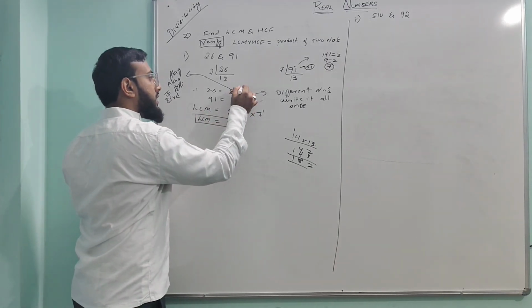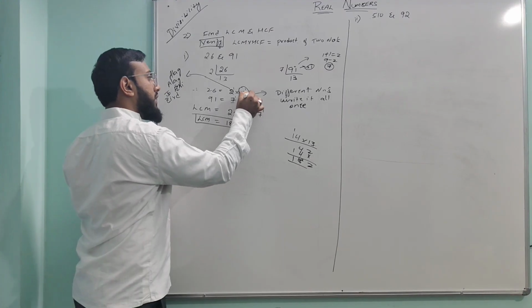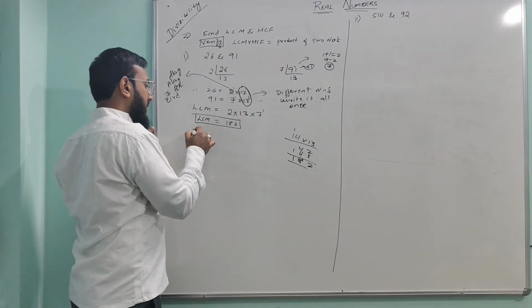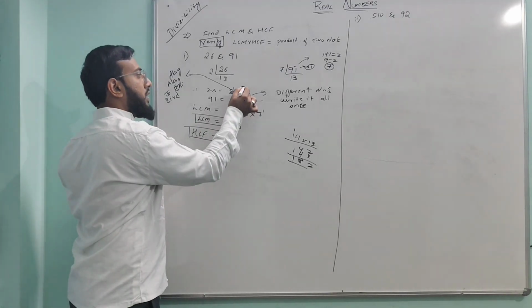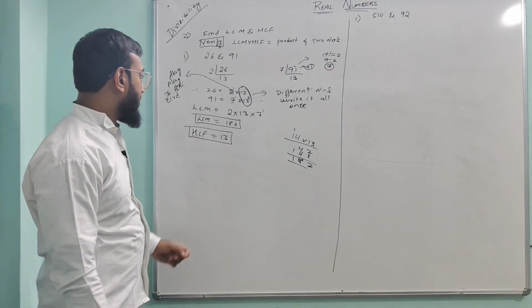How to find the HCF? See, in this both the common is 13. Hence HCF is 13, and the least power we have is only 1 itself. So HCF is 13.